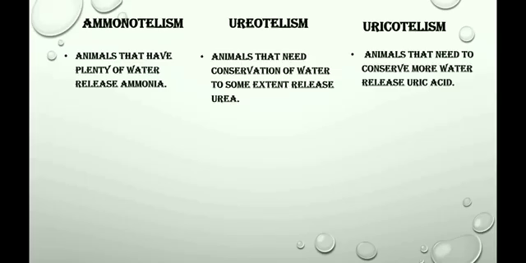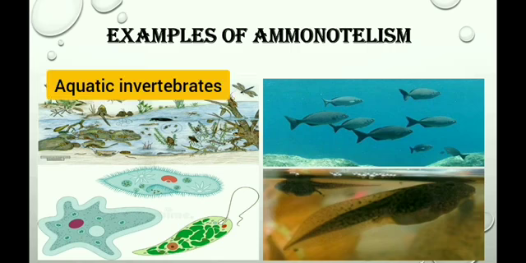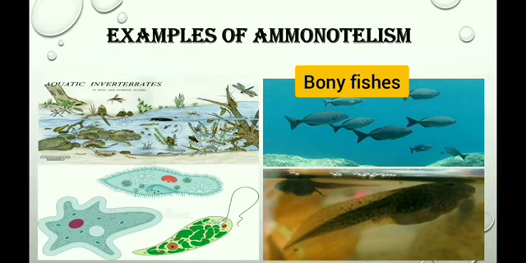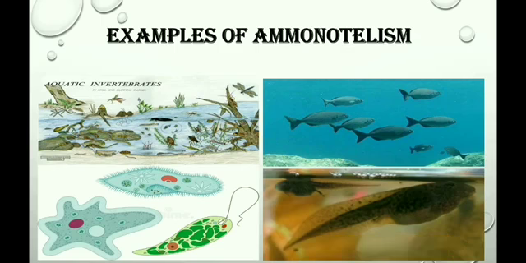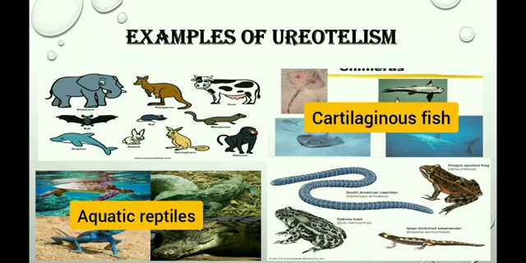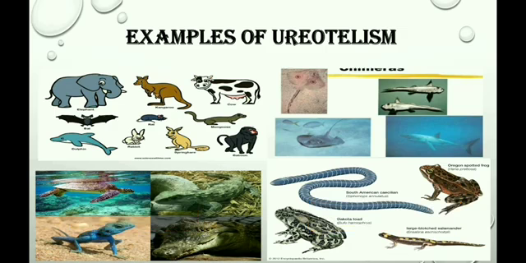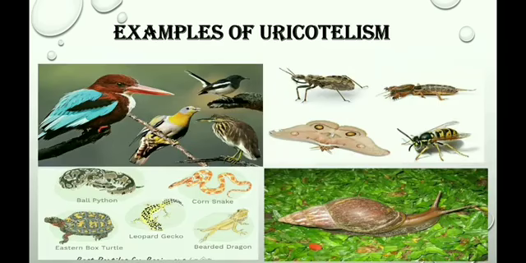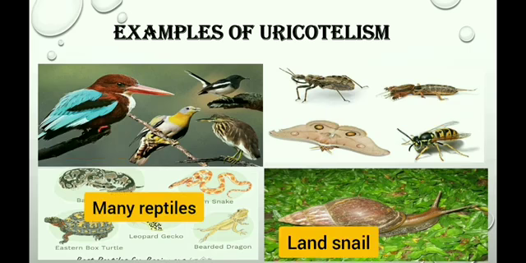Coming towards examples. Examples of ammonotelism are some aquatic invertebrates, bony fishes, protozoans, aquatic or larval amphibians, etc. Examples for ureotelism are mammals, cartilaginous fish, aquatic reptiles, adult amphibians, etc. Examples for uricotelism are birds, some insects, many reptiles, land snails, etc.